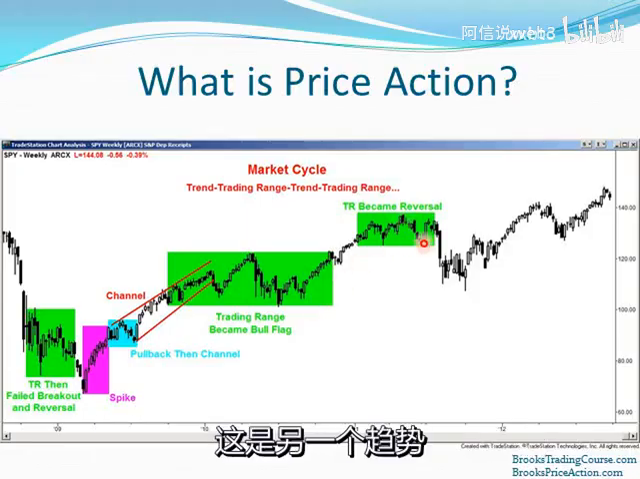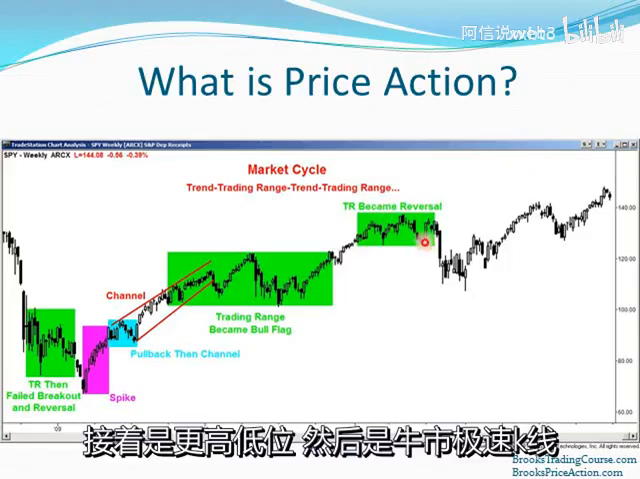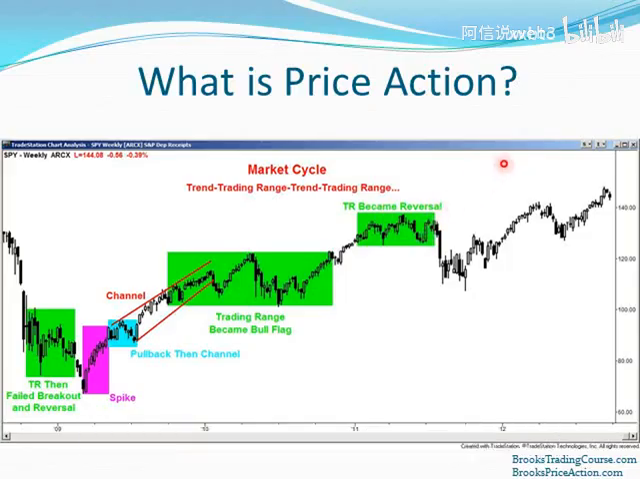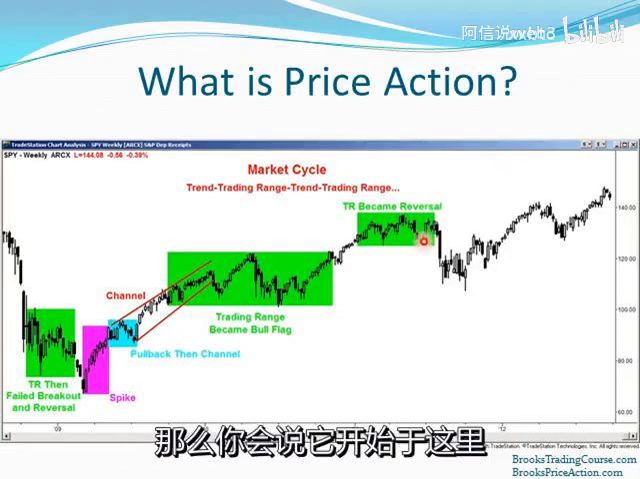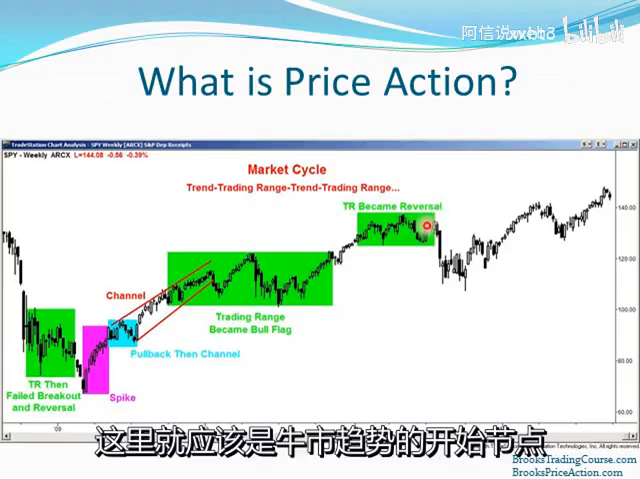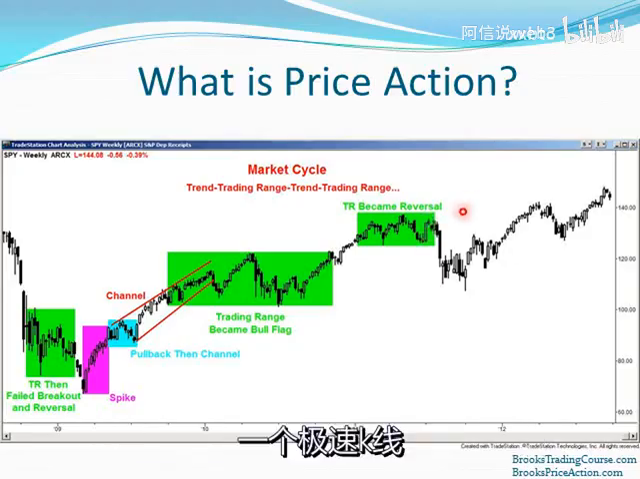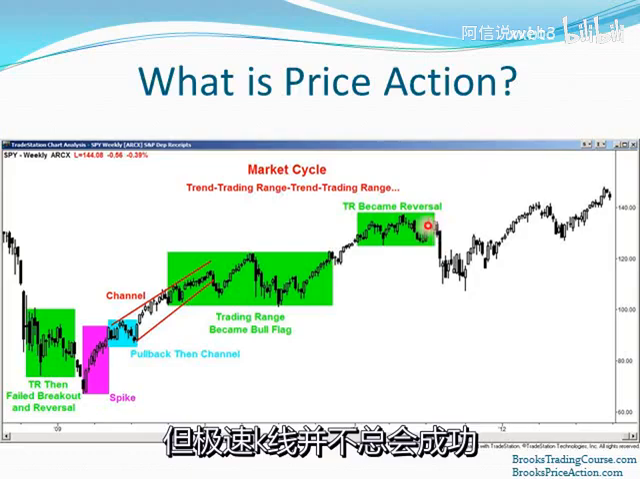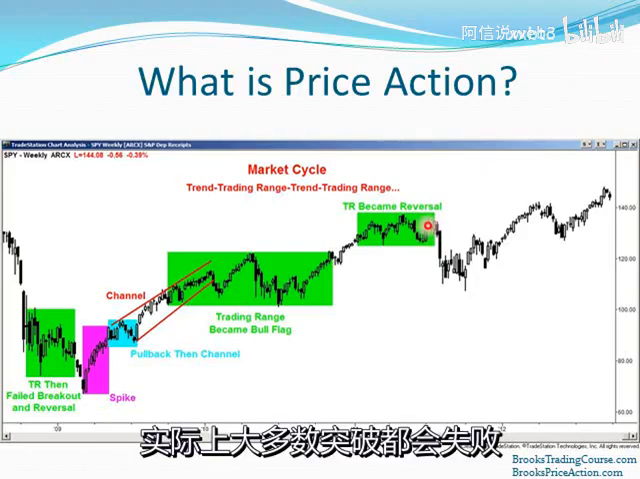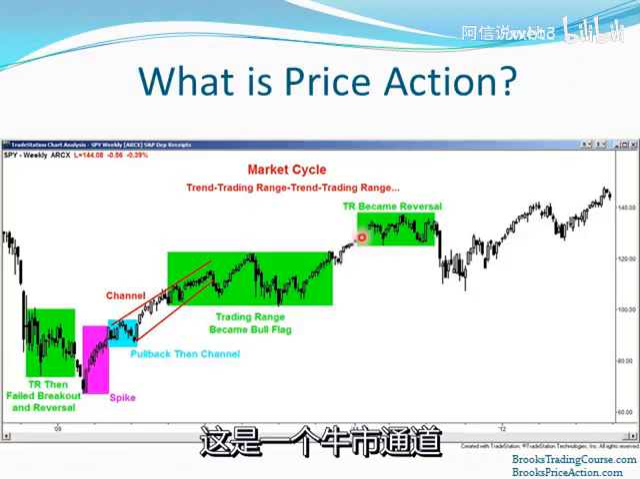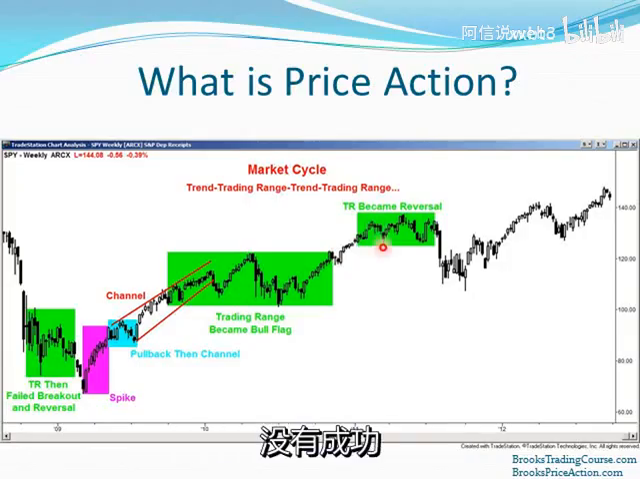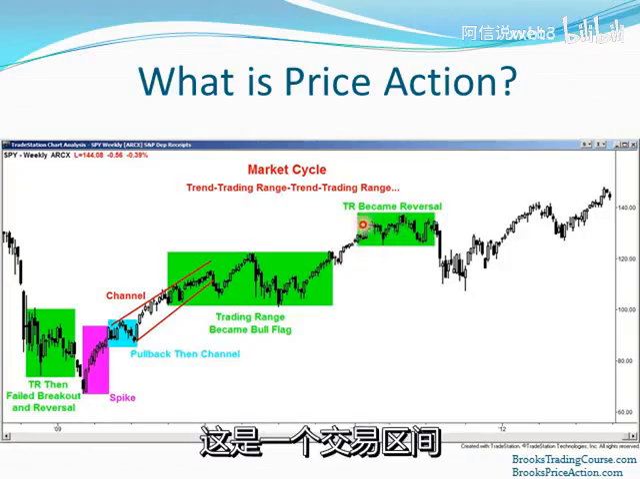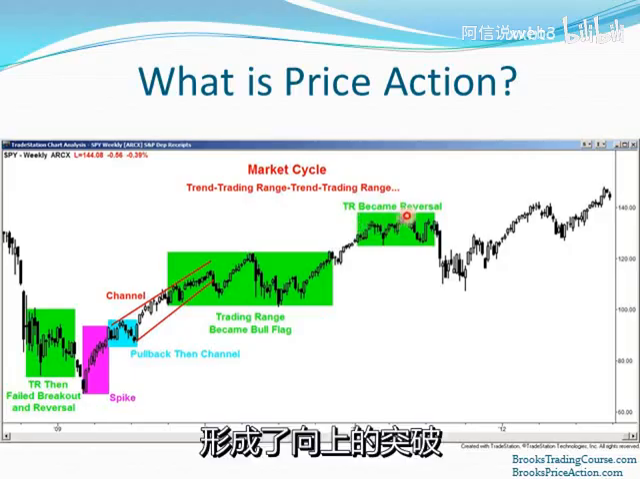Here's another trend. We have a higher low, right? So we have a trend and then a trading range, and we have a higher low and a bull spike. If the market ended up here, you'd say the leg began over here. So this is actually the first leg of a new bull trend. A spike, maybe we have a pullback, maybe we'll get a channel up, right? But spikes don't always succeed. In fact, most breakout attempts fail. Here we have a bull channel, and we tried to break to the downside, and it failed. Here we have a trading range, and we broke to the upside, and it failed.